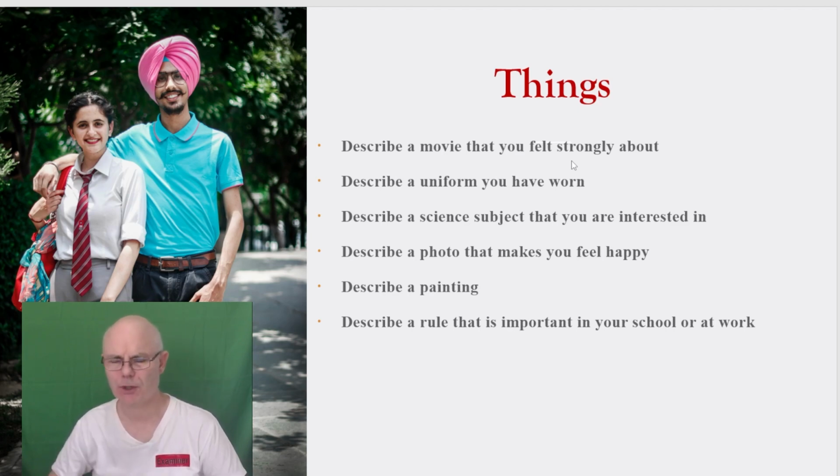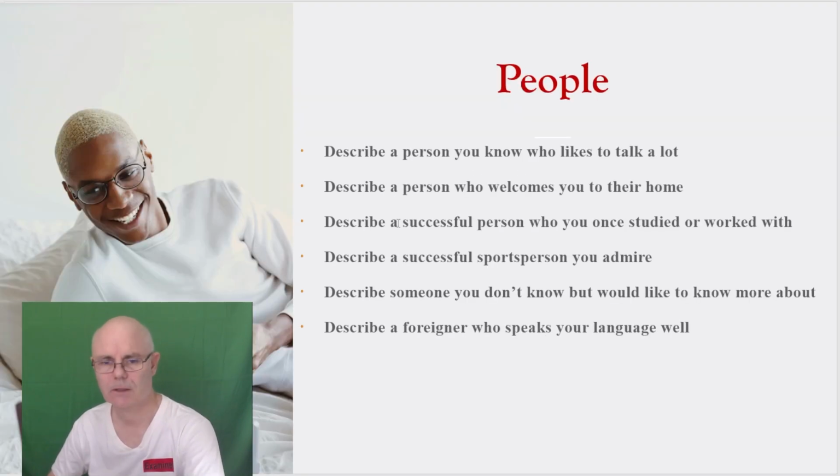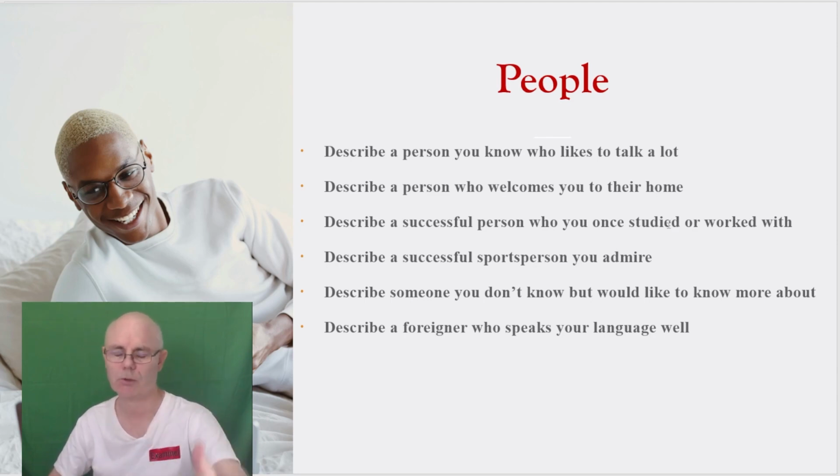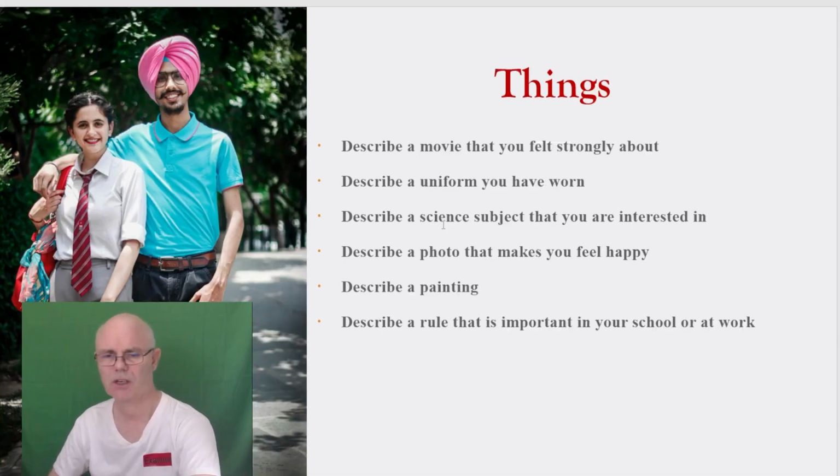Describe a uniform you have worn. Now that might link back to this here. Describe a successful person who you once studied or worked with. You might be talking about your school uniform, and you could mention this person in your answer.